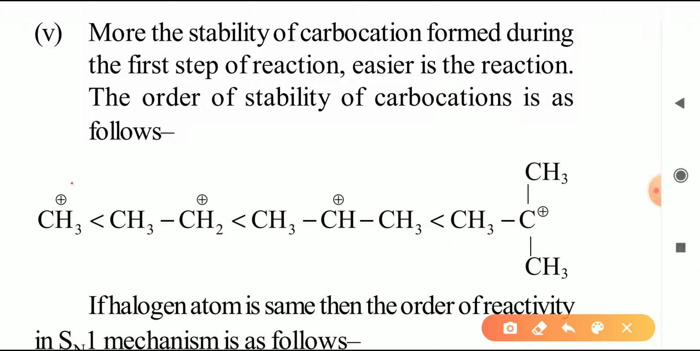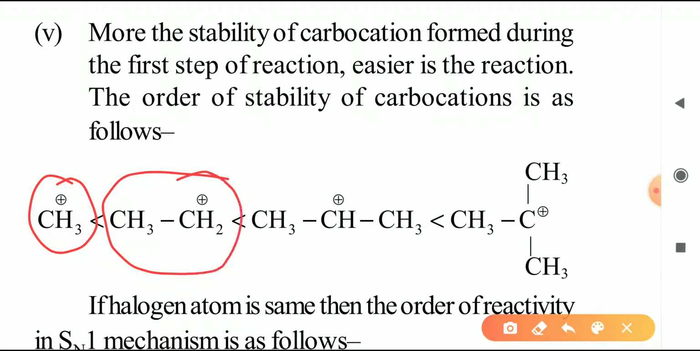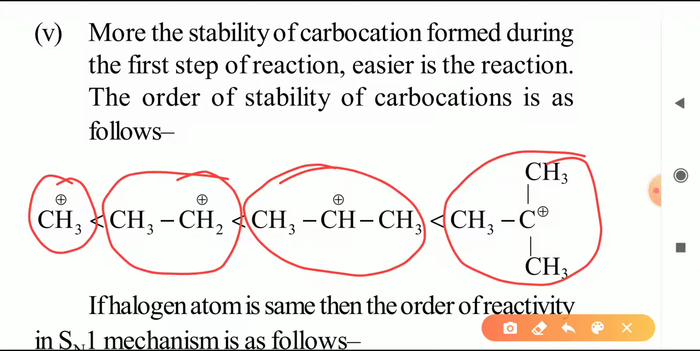See here, that is CH3 plus. Here the positive charge is present on a carbon atom. The second one is CH3CH2 plus. The third one is CH3CH plus CH3, and the fourth one is C plus with CH3 whole thrice. A total of 3 CH3 groups are attached to C plus. Now, among these four, which one is the more stable carbocation? How many students know which carbocation is more stable among these four?